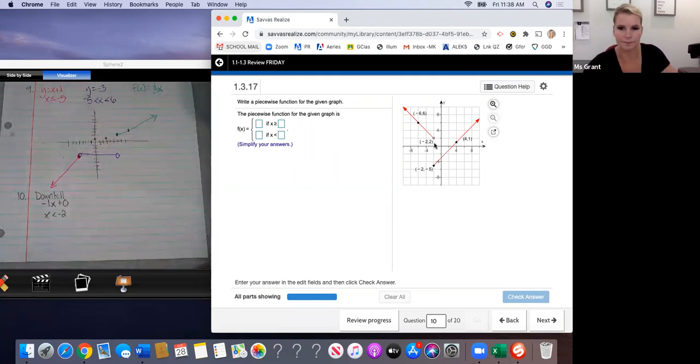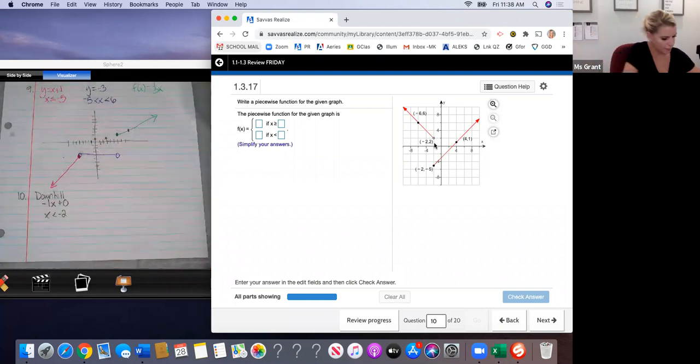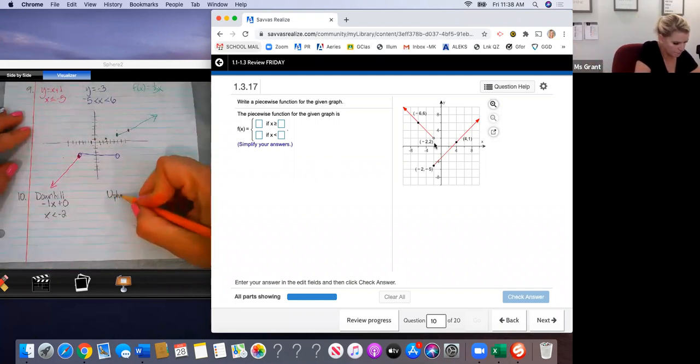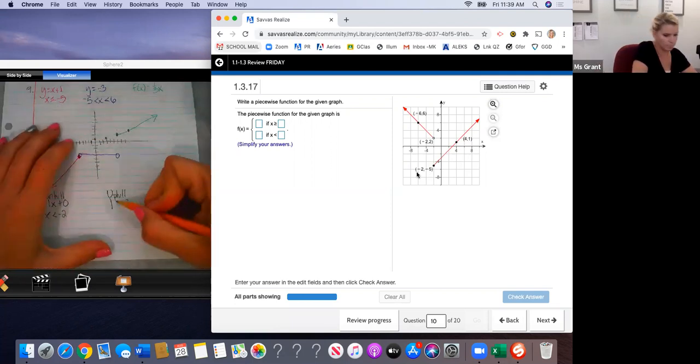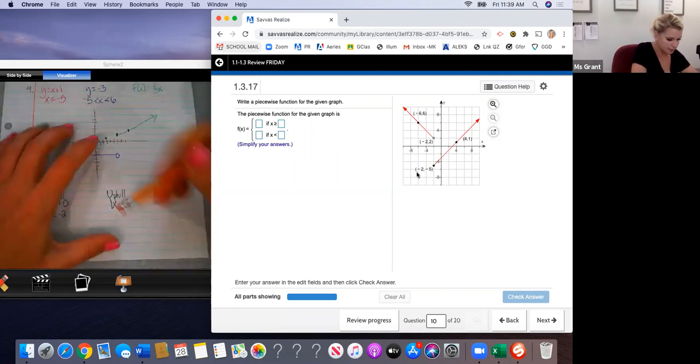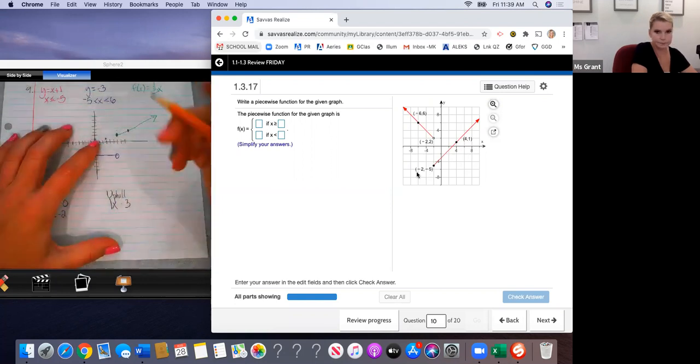My uphill line has a y-intercept of 3. And my slope is rise over run. Okay, let's subtract. 1 minus negative 5, 6. 4 minus negative 2, 6. 6 over 6, 1. I think it's minus 3. Yeah.